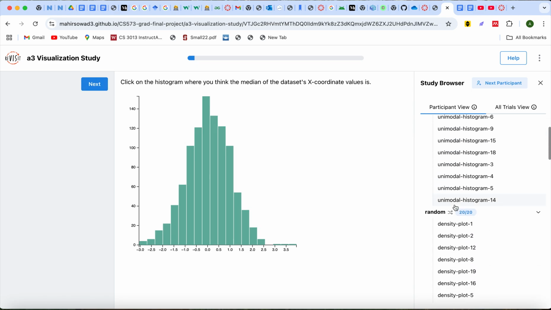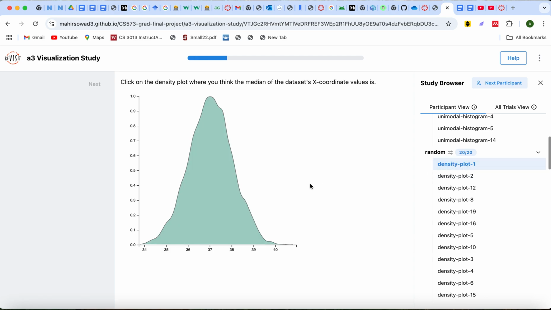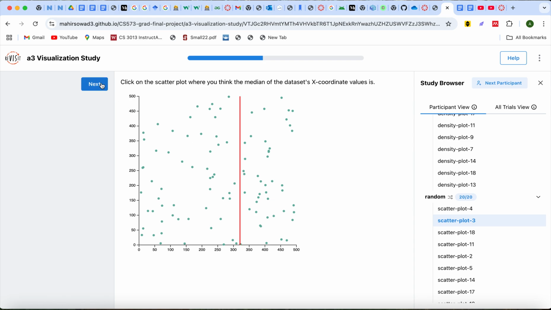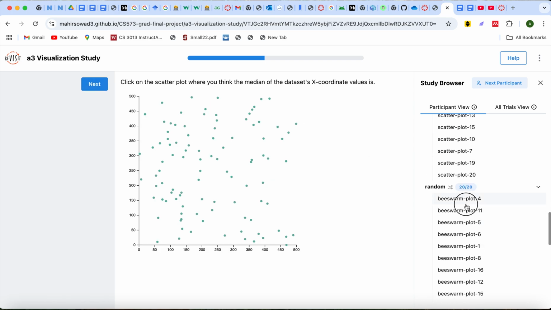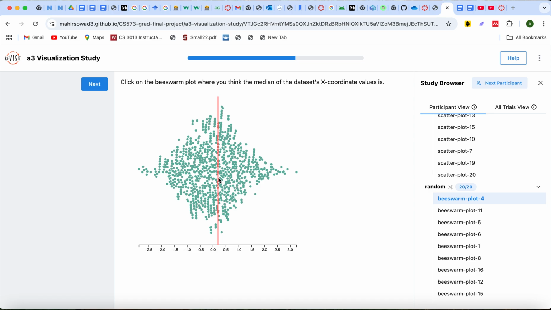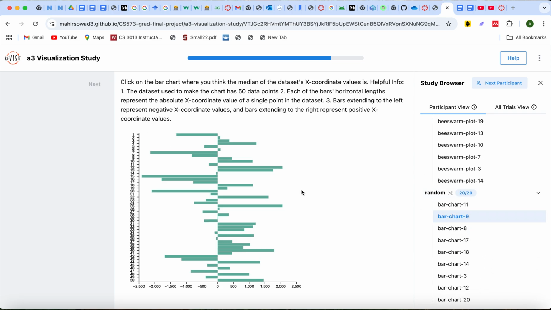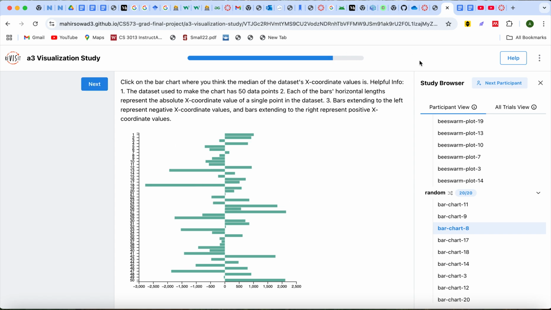Once they finish the histogram questions, they can do the same thing for the density plots, where they just have to click wherever they think the median of the underlying dataset's x coordinate values is, and then click next. Then they can do the same thing for the scatter plot questions as shown here, the beeswarm plot questions as shown in this example, and finally the bar chart questions as shown in this example here. So yeah, that's our study.